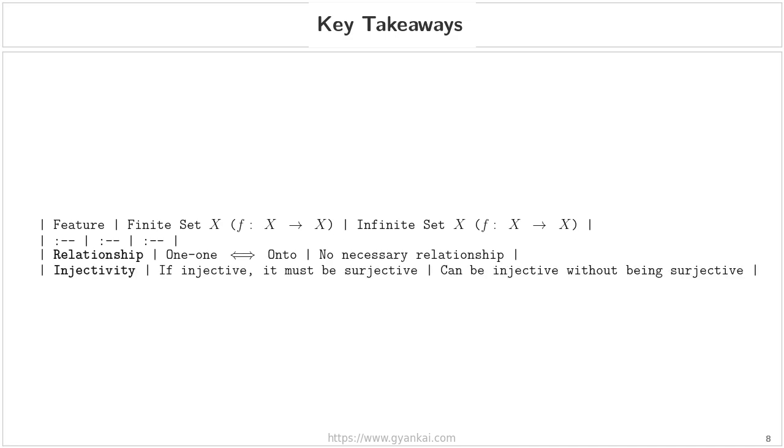Moving down to injectivity, or the 1-1 property. In the case of a finite set, if you can prove the function is injective, it must automatically be surjective. But for infinite sets, this is not the case. Remember our example of f(x) equals 2x. That function was perfectly injective, yet it failed to be surjective because it missed all the odd numbers.